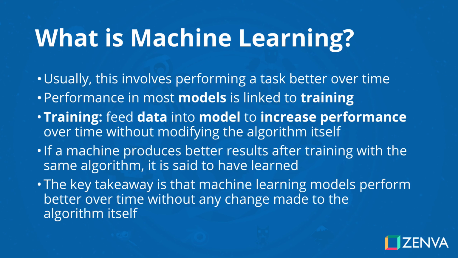The key takeaway here is that machine learning models perform better over time without any changes made to the algorithm themselves. It's really just putting a bunch of data into the model and then having the model perform better over time without any changes to the actual algorithm. Okay, so that's all we're actually going to do here. Hopefully just take a second to digest that. Hopefully it wasn't too much.